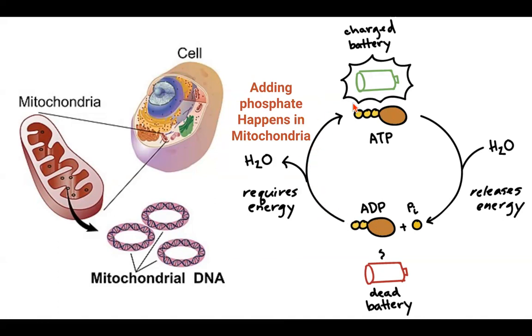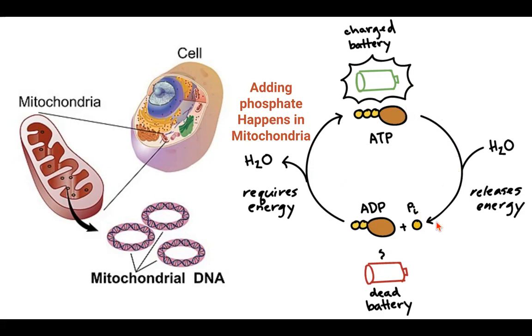Now, this process of adding the phosphate back onto ADP is done inside the mitochondria, and you have to know this, right? We've talked before that in grade 6, you've been taught by Miss Pardini that the mitochondria is the powerhouse inside the cell. And we say that because the mitochondria is responsible for recharging this dead battery back into its ATP form.